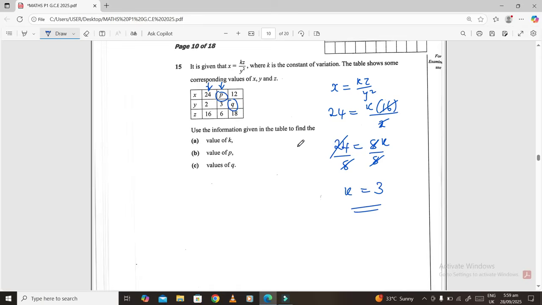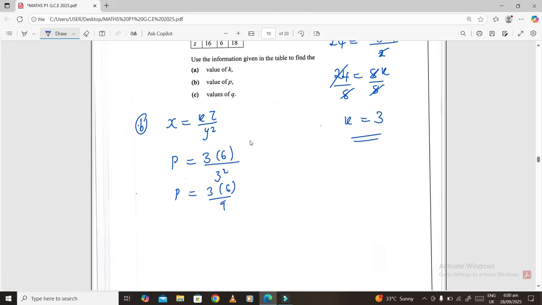To get the value of p, we are going to use the same formula. So this is B. We've got x is equal to kz over y squared. So the value of p here, we can write p in place of x. And then for k, it's a 3. We found k to be equal to 3. Z is a 6 over y is a 3, so that's 3 squared. So we can say p is equal to 3 times 6 over 9.